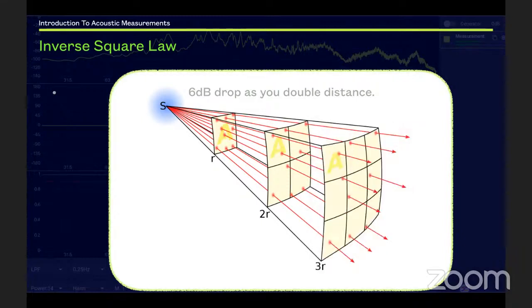This is not a real world scenario. You can call it a theory, but in the real world, we are dealing with a lot of obstacles, we're dealing with the ground itself, which also reflects certain frequencies. We're dealing with walls, we're dealing with the ceiling. If you're in a room, all that will also play an effect on it. So you approximately get a 6 dB drop with every doubling of distance. That's what you need to remember about SPL.